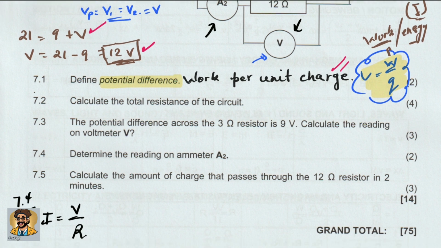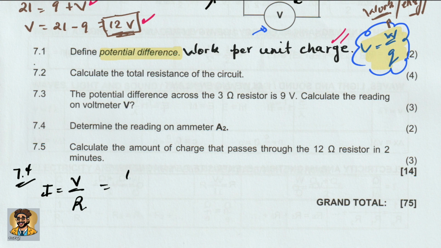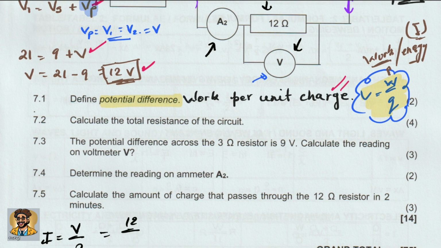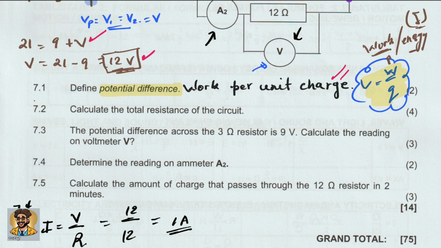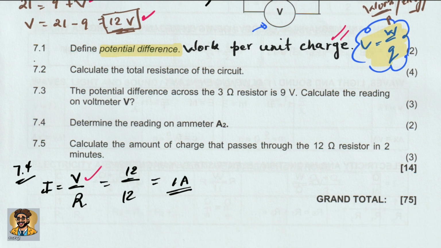The potential difference was calculated, that is equal to 12. The resistance is 12 as well, and then the current is equal to 1 ampere. So the current that flows through the 12 ohm resistor is 1 ampere. And guys, we get 3 marks: 1 for the formula, 1 for the substitution, 1 for the final answer.